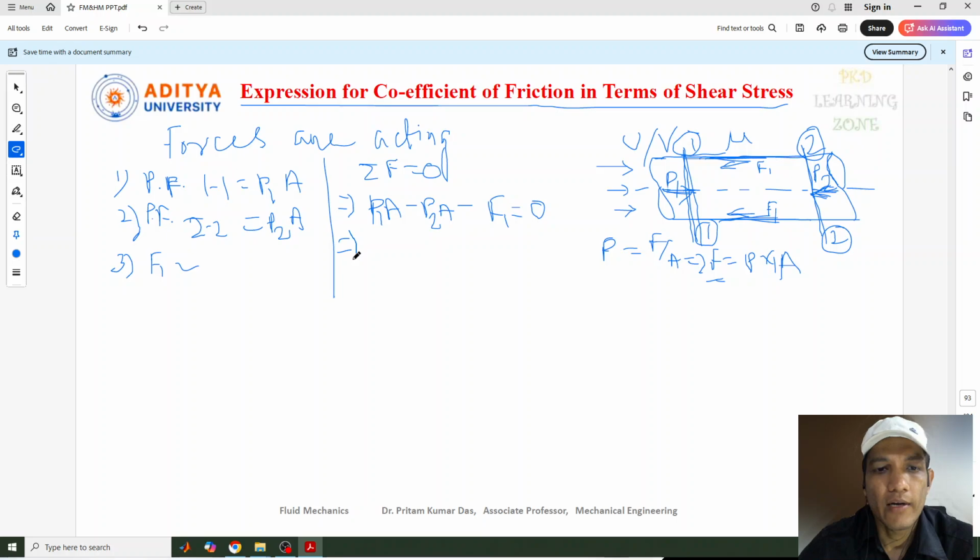Now what I'll do here, I'll take A common, P1 minus P2 bracket A, and I will take this force F1 to the other side. This is the frictional force.